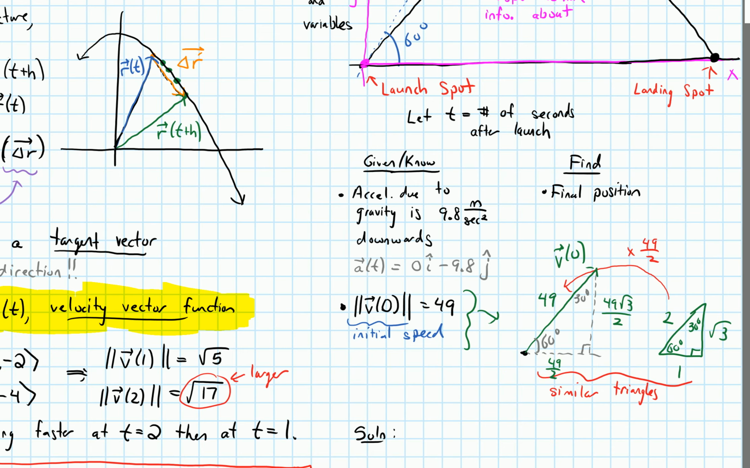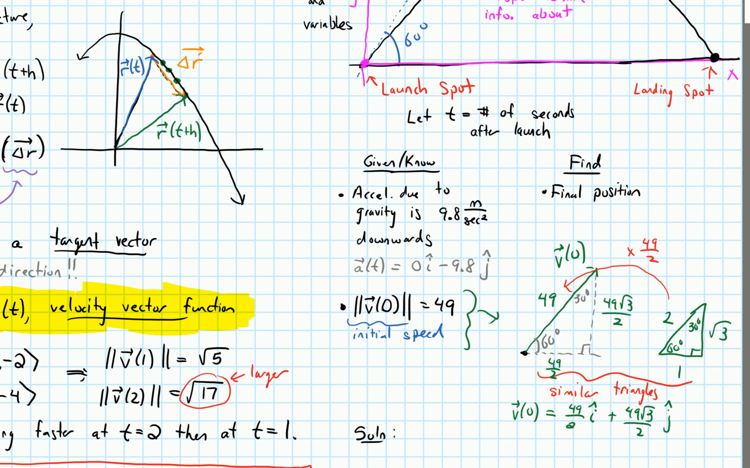All right. So using this, I could write down this initial velocity vector in terms of its i and j components. Its i component is 49 over 2, and the j component is 49 root 3 over 2. Both of these numbers are positive because based off of the direction this vector is pointing in, its x component is positive, and the y component is also positive. All right, so that is something that we know.